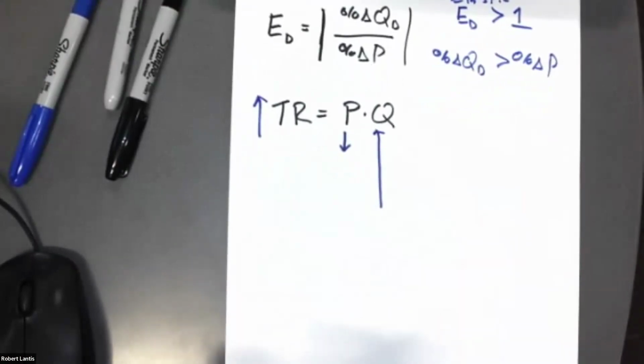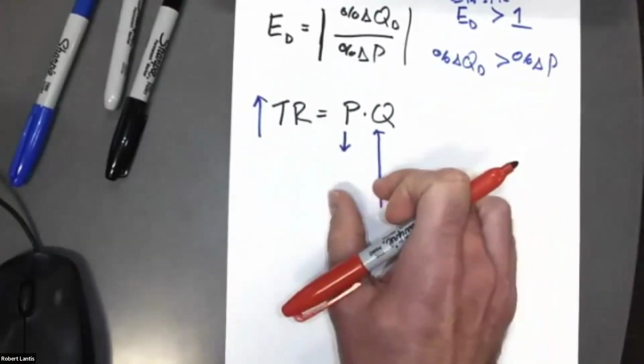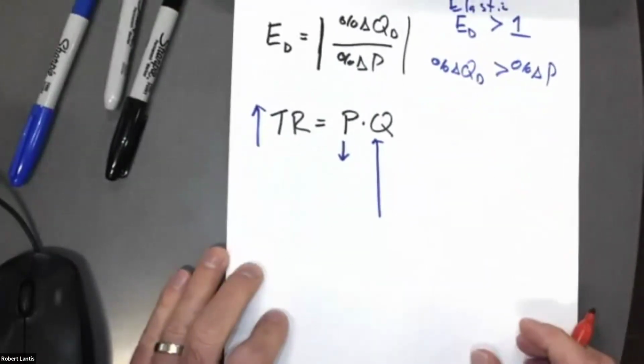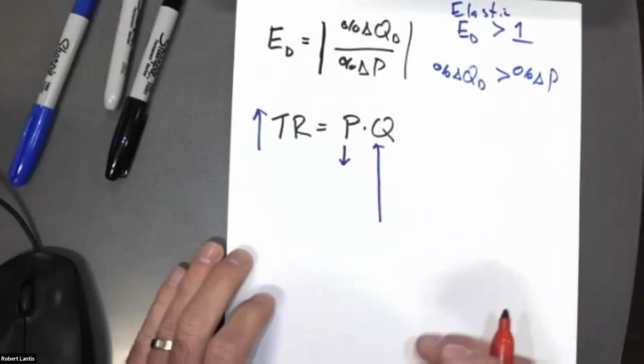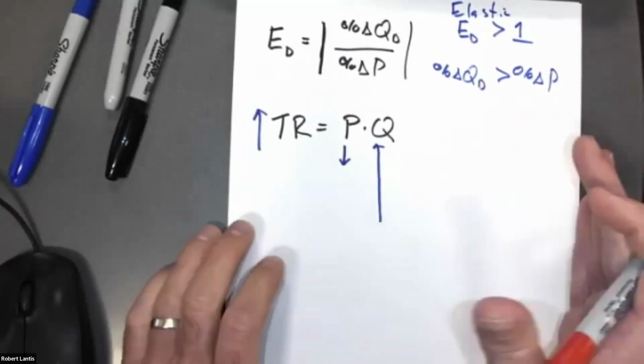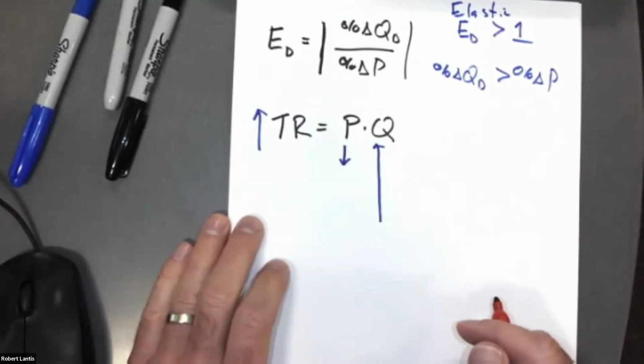Any questions on that idea? I think this sometimes is a little bit more intuitive to think about why that relationship is between elasticity is what it is, and total revenues and elasticity is what it is.